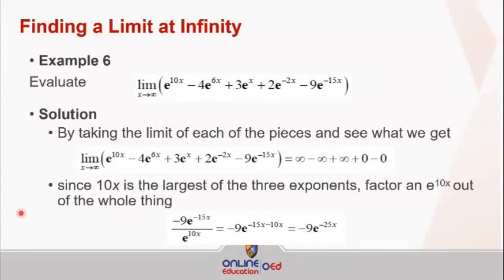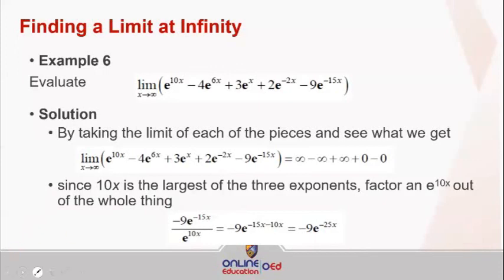And then next step is to divide natin siya. Since 10x is the largest of the three exponents, so we factor natin siya with the e raised to 10x out of the whole thing. Let's say we have here yung negative 9e raised to negative 15x, i-divide natin siya sa e raised to 10x. So, para mapunta siya sa numerator, magiging negative yung 10x natin. So, we have here negative 9e raised to negative 15 minus 10x equals negative 9e raised to negative 25x.